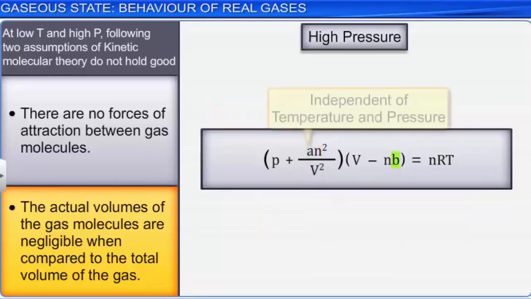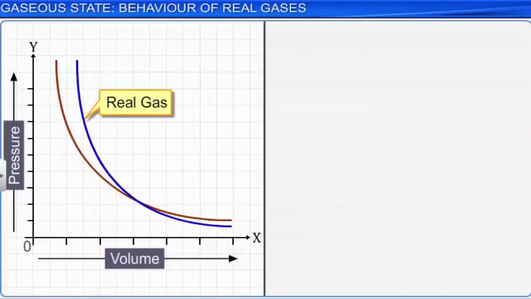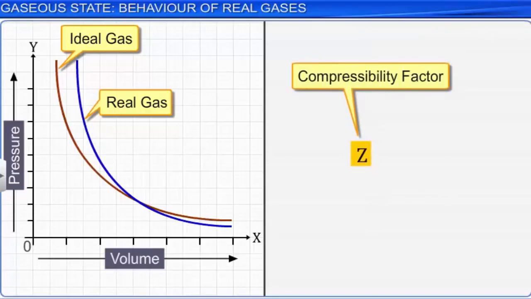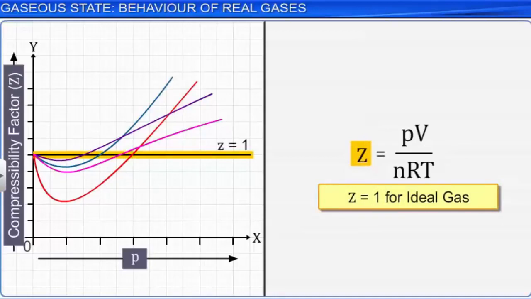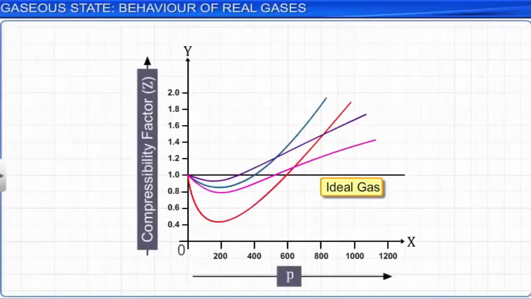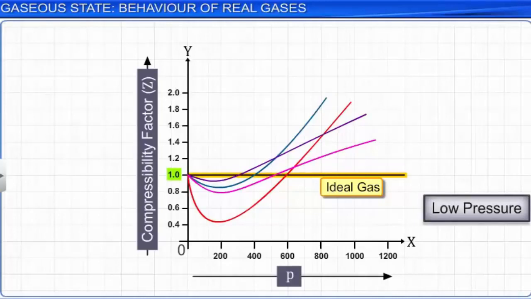The extent to which a real gas deviates from an ideal gas can be measured in terms of the compressibility factor Z. It is defined as the ratio of product PV and nRT. For an ideal gas, the compressibility factor Z is 1 at all temperatures and pressures because PV is equal to nRT. On plotting a graph of compressibility factor against pressure, we get a straight line parallel to x-axis at very low pressure. We find that at very low pressure, all gases have compressibility factor approximately equal to 1 and behave like an ideal gas.